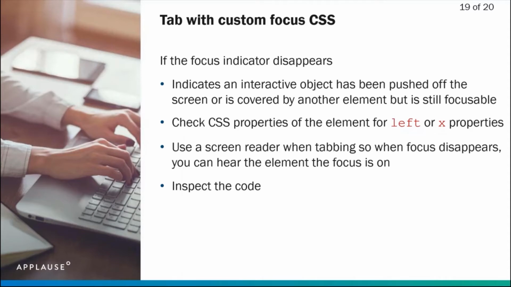All right, and as mentioned, when the focus disappears, look for the left or the X properties, look for opacity, whatever the case may be. If you're running with a screen reader, it's fantastic because if your focus disappears, you can't tell where on the screen it is. But with a screen reader running, you can hear what that element is saying, right? It might say read more or hamburger menu or something like that. You can't see it, but you heard what it is. Now you may have an indication of, oh okay, I know exactly what that element is. Let me go look at it and inspect the code.